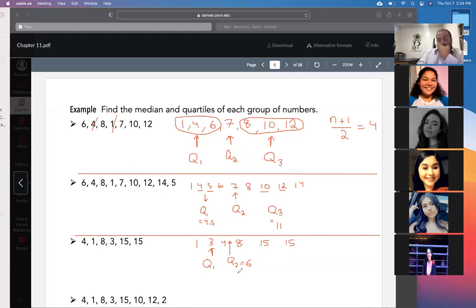And what is Q3? The 15. 15 before the last 15. Yes, Q3 is 15. If it matters which 15, it's the first one, but Q3 as a number is 15.